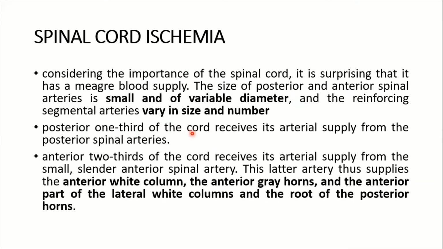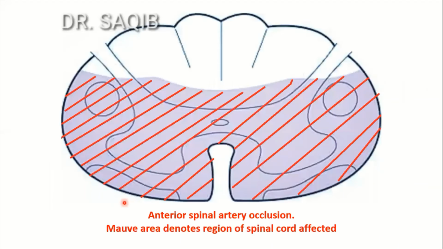The posterior one-third of the cord receives its arterial supply from the posterior spinal arteries, I've shown you already in the pictures. The anterior two-thirds of the cord receives its arterial supply from the small slender anterior spinal artery. Right? This lateral artery supplies the anterior white column, the anterior gray horns, and the interior part of the lateral white column and the root of the posterior horn. You see in the picture, right? This is mentioned. This area, right?